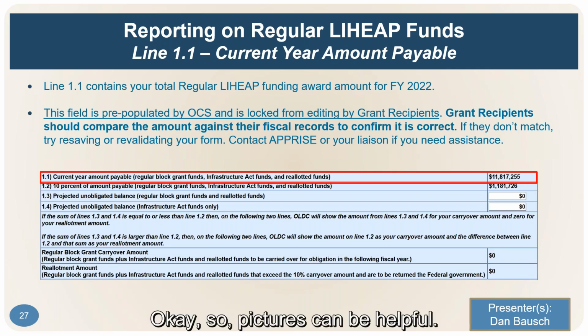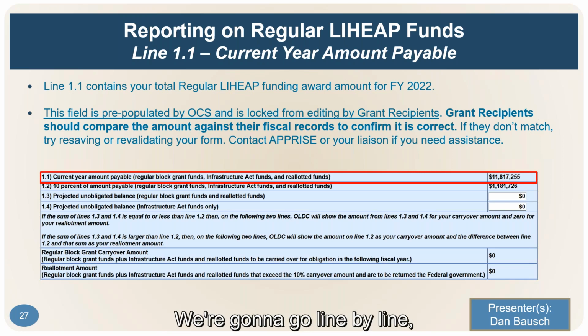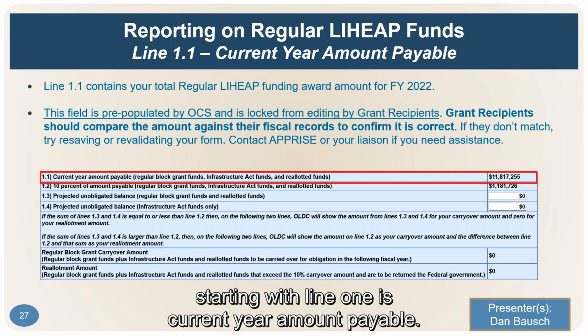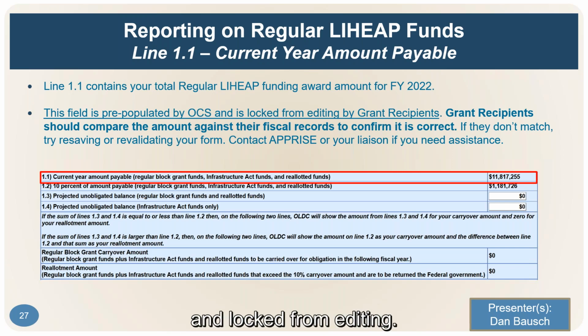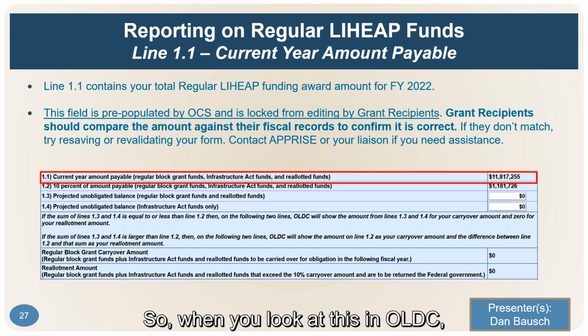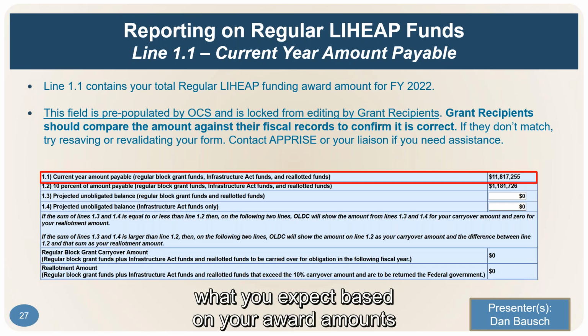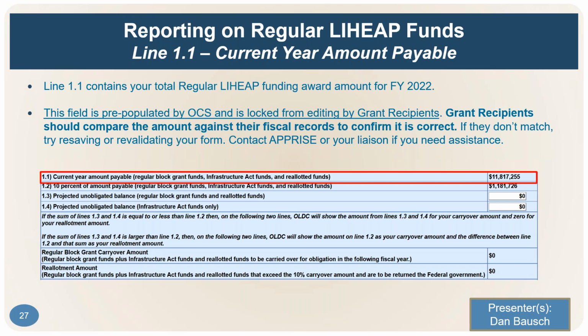Okay, so pictures can be helpful. This is the picture right from OLDC. We're going to go line by line, starting with line 1, current year amount payable. This is going to be pre-populated for you by OCS and locked from editing. This gets pre-populated based on the award amount. So when you look at this in OLDC, you should check to see if it matches what you expect based on your award amounts, or if you're seeing something that might be challenging. So this will be pre-populated. Next slide.